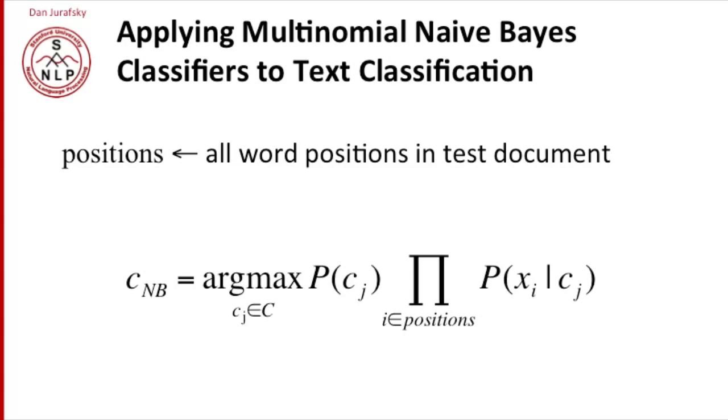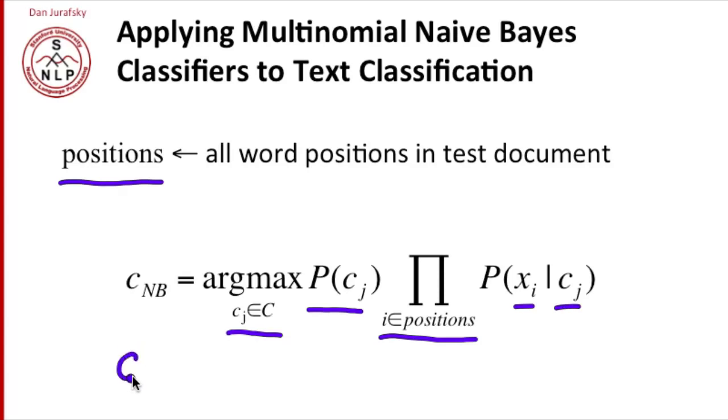So now looking specifically at text, first we're going to look at all word positions in a text document. So we have a text document and it has 100 words in it. For position of word number 1, position number 2, position number 3, we're going to look at all the classes, and for each class we're going to say what's the probability of the class, and then for each class we're going to walk through every position in the text, and for each position we're going to look at the word in that position and ask what's its probability given the class I'm looking at.